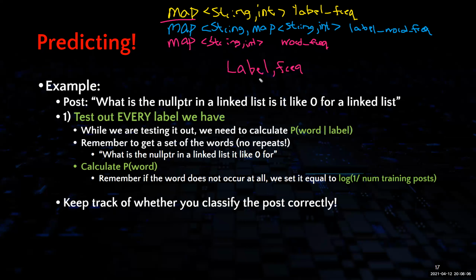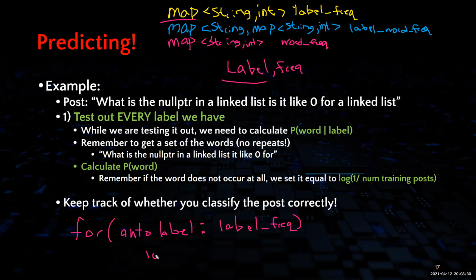If I wanted to figure out how many labels I have and what their names are, we can do that. What we can do is a for loop: for auto label colon label frequency. What this does is it sets label equal to one of the labels in our label map, and it will go through and get us every single label from the label map.